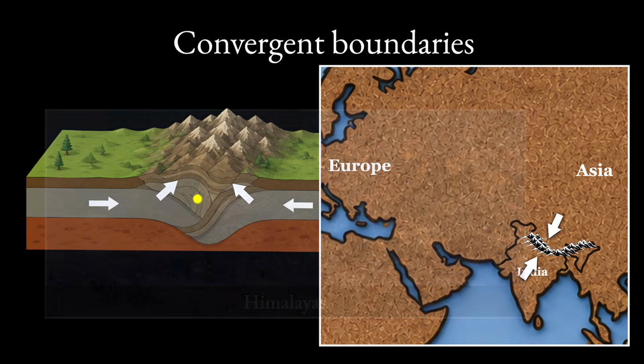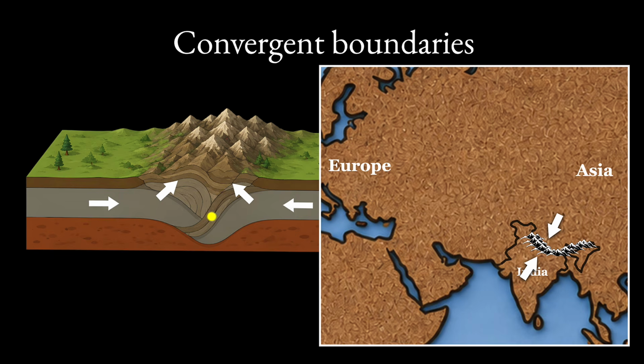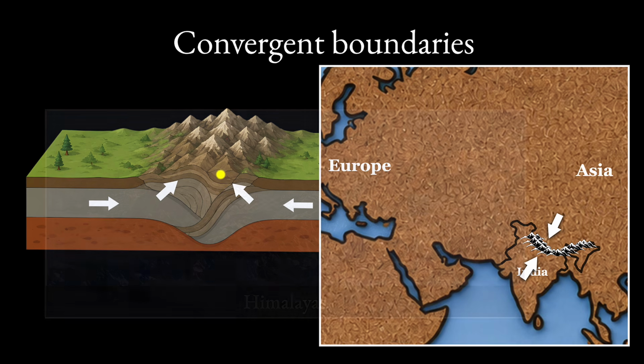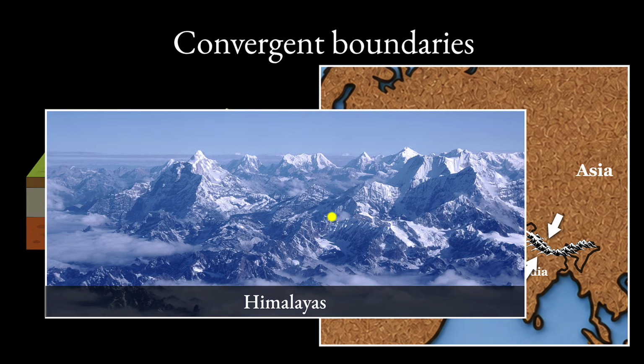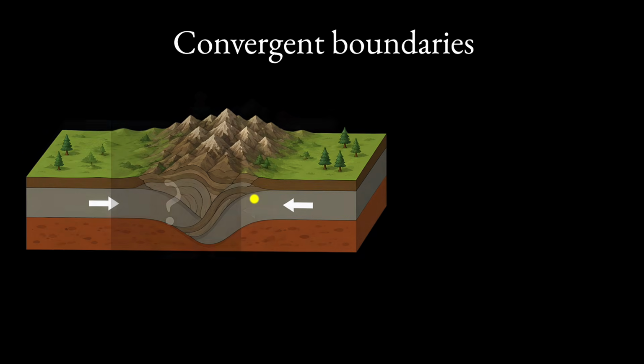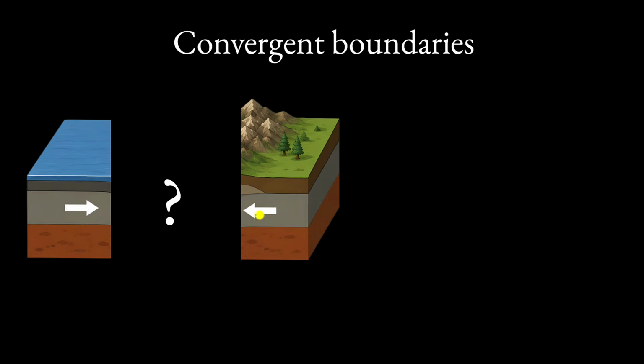But notice we wouldn't expect any volcanoes because there is no magma rising up over here, right? So the Himalayas don't have any volcanoes. Okay, but what do you think would happen if an oceanic plate was moving into a continental plate?